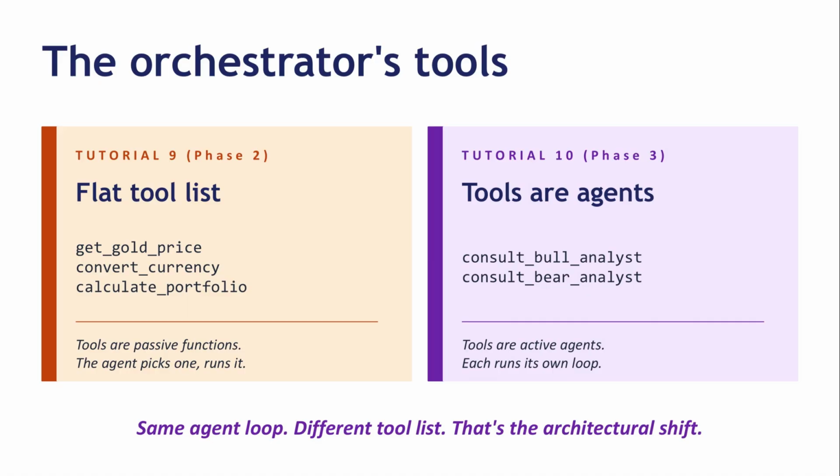Quick visual before the run. Tutorial 9's autonomous agent had a flat tool list, gold tools, all at the same layer. The orchestrator's tool list is 2 subagents. The shape changed.